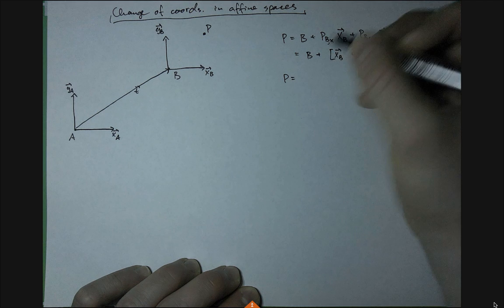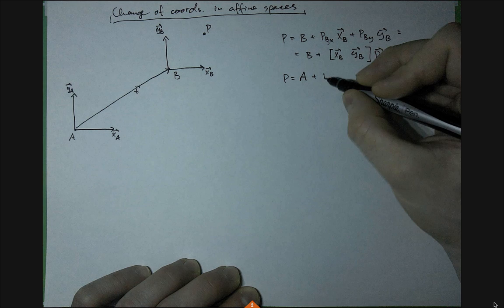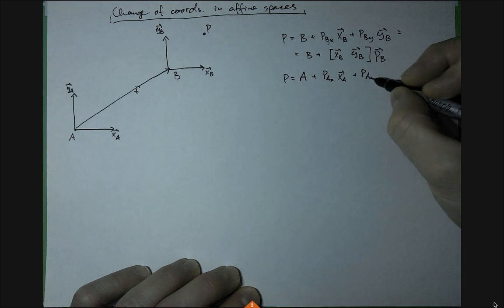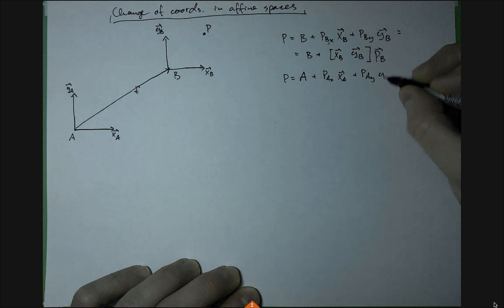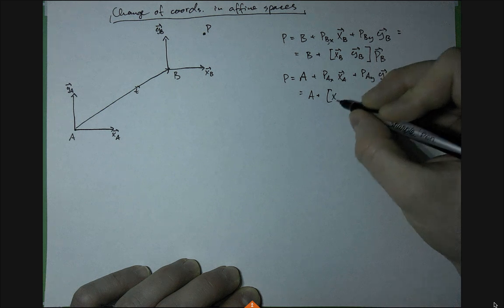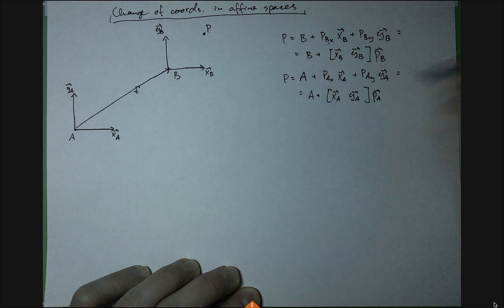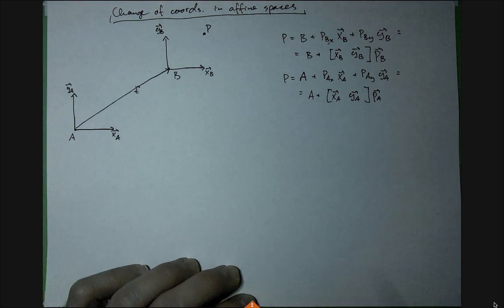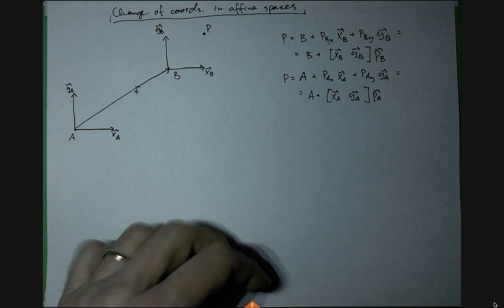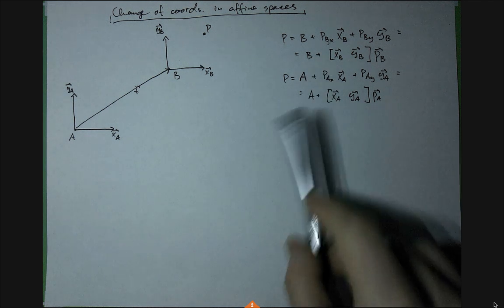So how does the P look with respect to A? Well, it's a similar story, right? Now I start with A, and it will be PAX times XA plus PAY times YA. Written in matrix form, it's A plus [XA, YA] times PA. All right. So now we are talking about the coordinates of a point with respect to a coordinate system. So it's related to the previous idea, but not exactly the same, right? Because we have this origin here.